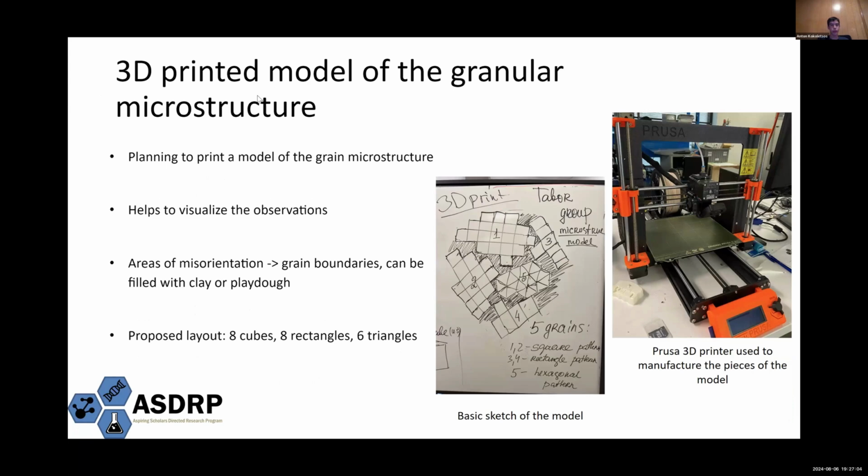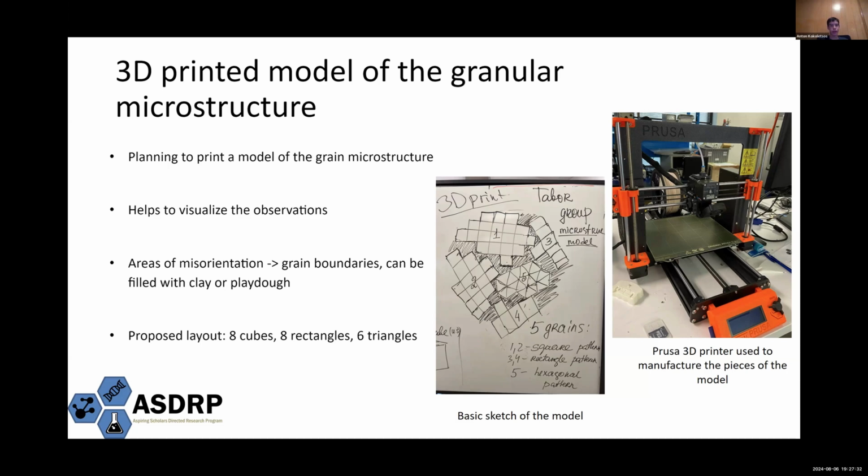We are also 3D printing a model of these microstructures so we can better observe and visualize them. As you can see on the right, we have a basic sketch of the plan of what we are going to do to print them and put them together. Also, to the right of that is the 3D printer, which we are using to print these unit cells. And these are all going to be put together into one model.